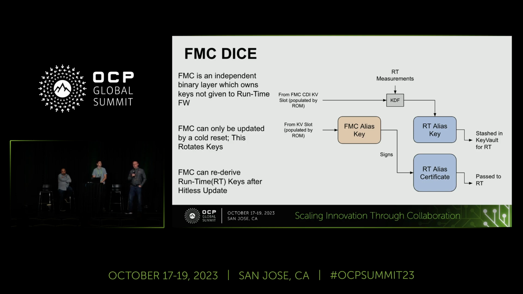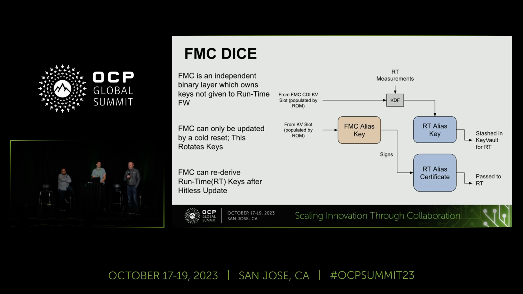So FMC's main goals are to use that FMC alias key to measure the host, and then to establish a runtime alias key, and then continue that DICE certificate chain. Now, obviously, the FMC alias key should only change if you ever update your FMC code, but runtime, in theory, you could update more often, and only need to update your FMC if there was any sort of real security concern where you would want to rotate your keys.